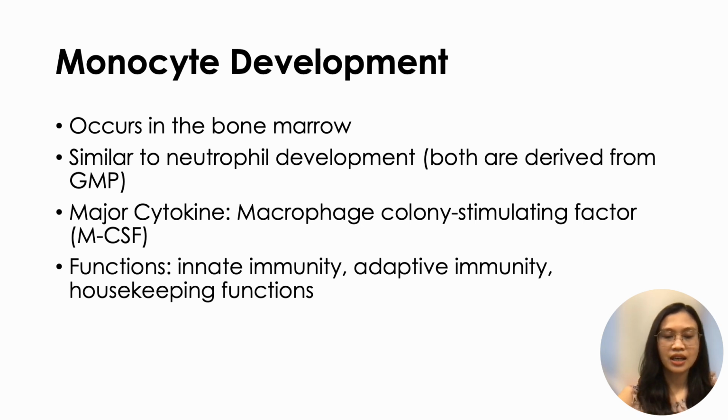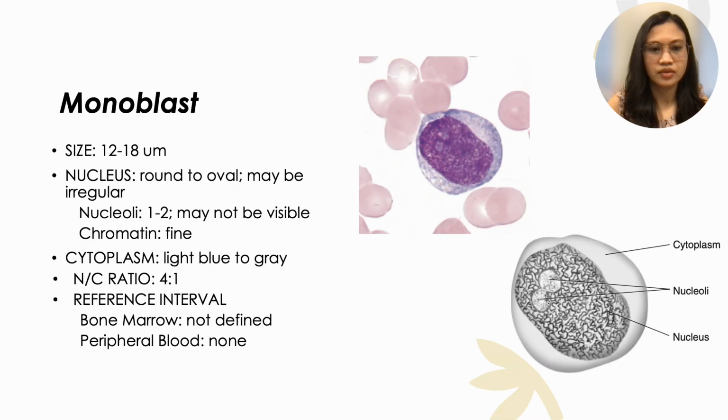For the major cytokine that controls the development and maturation of monocytes, we have the macrophage colony stimulating factor, or MCSF. The functions of the monocyte are divided into three. They play roles in innate immunity, they also play roles in adaptive immunity, and they also have housekeeping functions. So I will start my discussion on monocyte development by discussing its first precursor, and that is the monoblast.